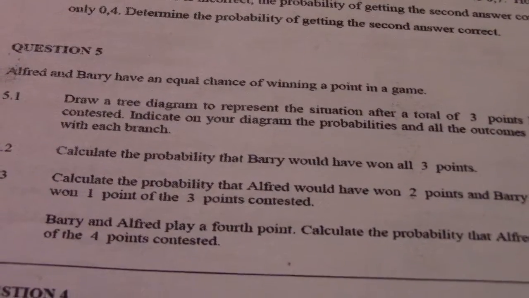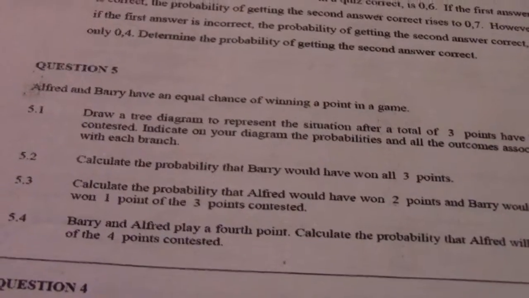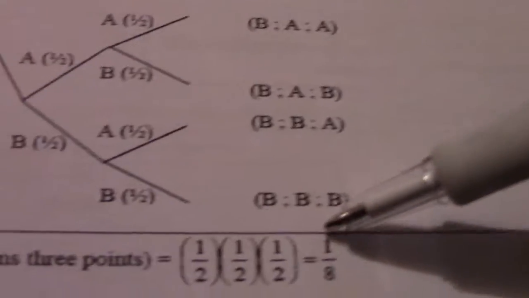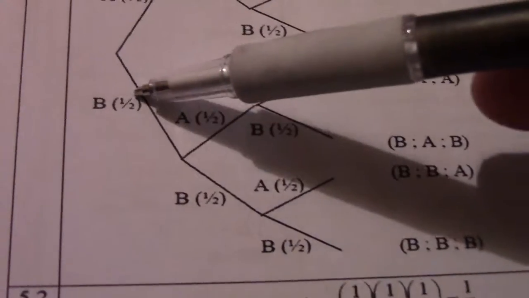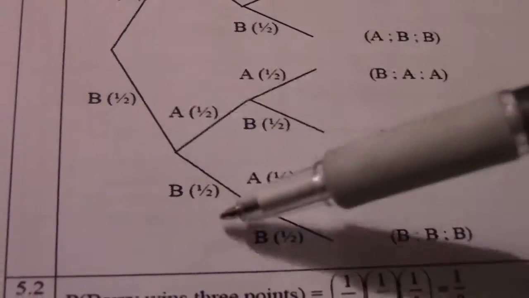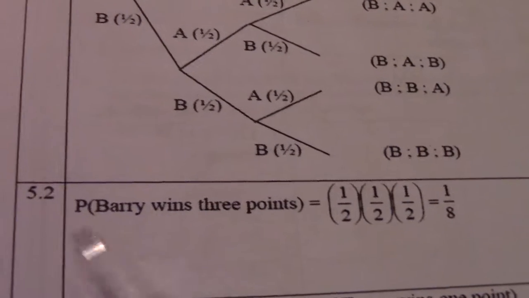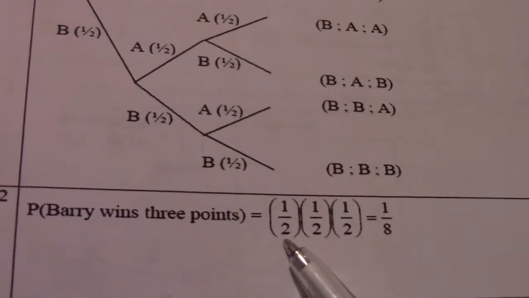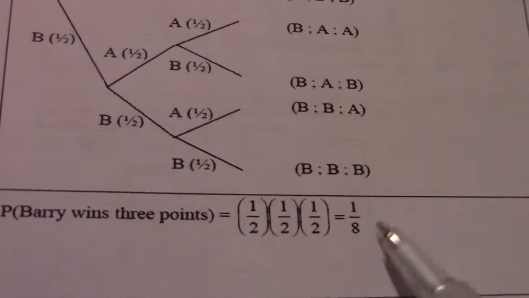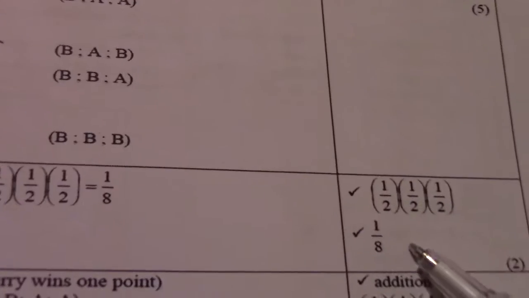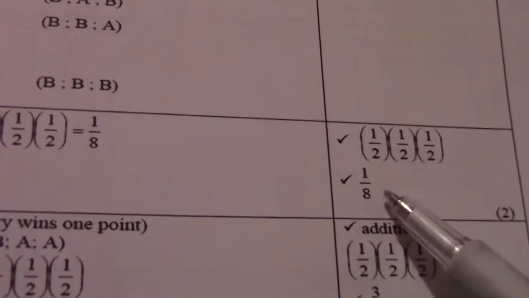Now, for 5.2, calculate the probability that Barry would have won all 3 points, right? So for Barry to win all 3 points, what am I looking for? There must be 3 B's. Alright, so there B. You see there B, and I have half, and half. So the probability that Barry won all 3 points is half times half times half, which then gives me 1 out of 8 chance of winning all 3 points. 1 for multiplication, 1 for answer, 2 marks.